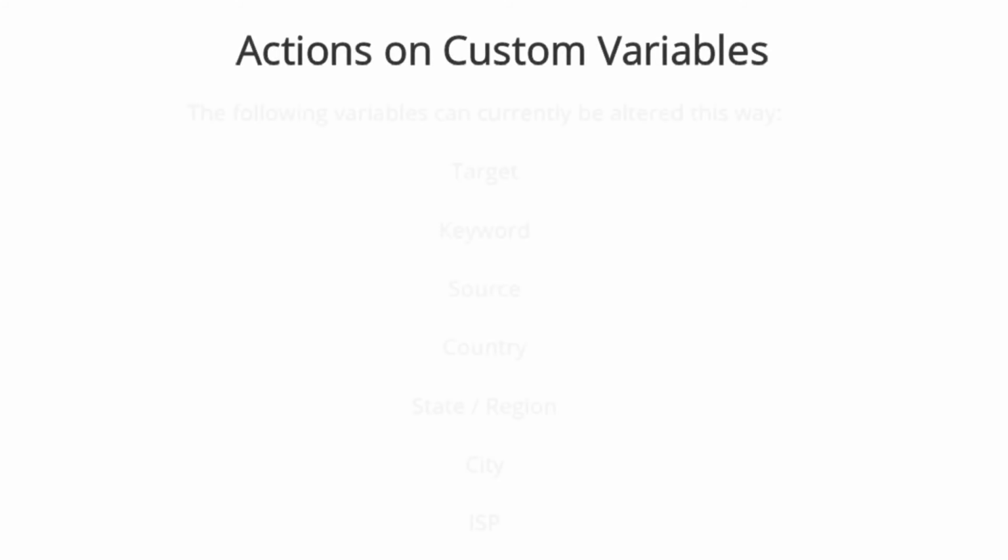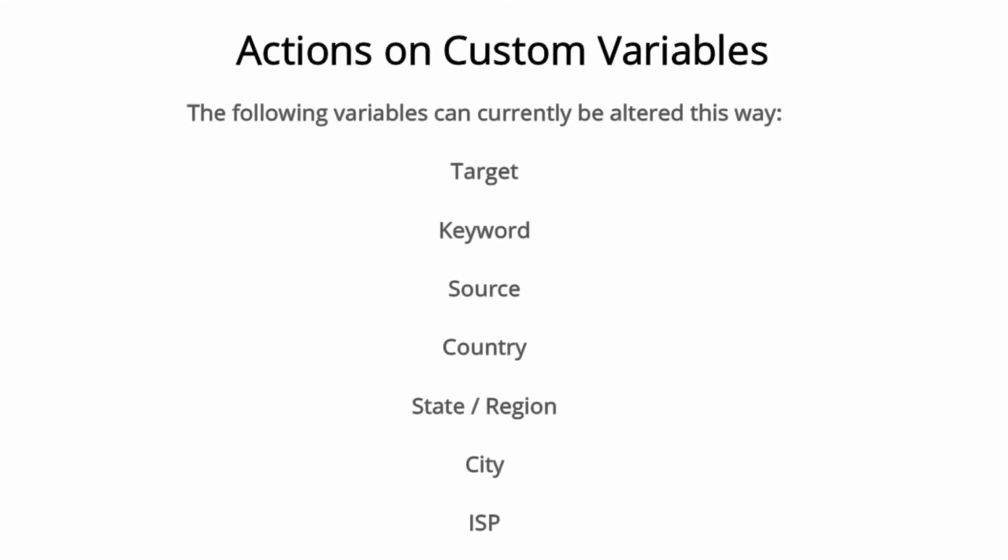Alright, so actions on custom variables. Within the Zeropark campaign reporting in Volume, it's also possible to pause or resume your specific target traffic variables, as well as change your bids per different custom variables. So you can do it in bulk or individually by selecting a particular data row. Alright, so these are the following variables that can currently be altered this way: target, keyword, source, country, state or region, city, internet service provider, and mobile carrier.